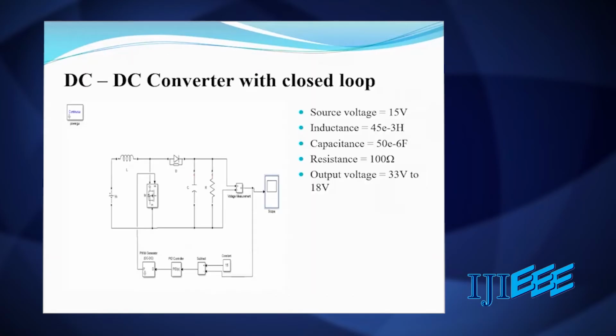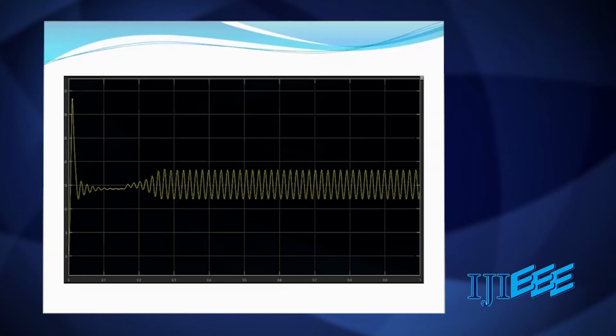So the DC to DC converter with closed loop, which is used for the photovoltaic generation, where we have used a boost converter. With the example of 15 volts, the output we have got is 33 to 18 volts. So this is the voltage waveform and the voltage we have got from the DC to DC converter with closed loop.